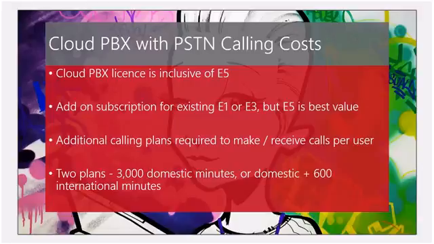Calling plans, although assigned to individual users, are pulled together at tenant level. So this means that minutes can be shared across all Cloud PBX with PSTN calling enabled users. For example, if 10 users are enabled with a national calling plan, then collectively they can consume 30,000 minutes worth of UK calls between them per month.